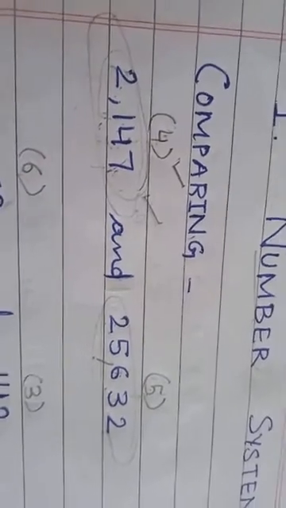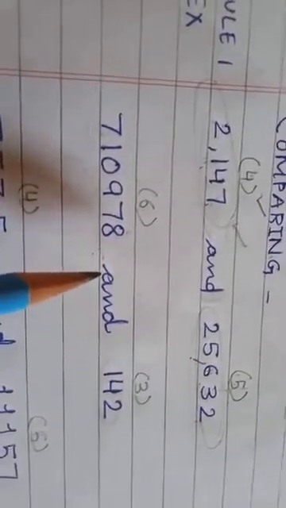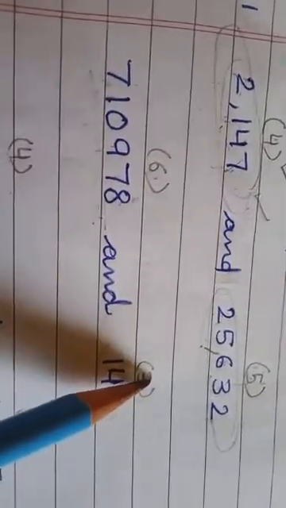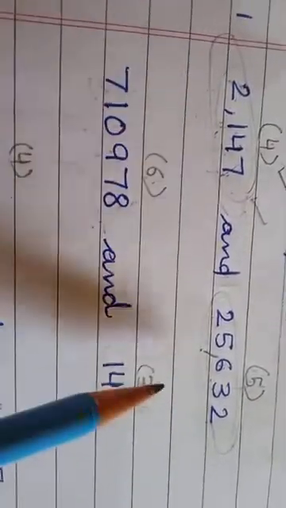Okay, that's the key. Now, same, I have taken 2 examples. You can see here. What is rule number 1? Compare the number of digits. So 1, 2, 3, 4, 5, 6. Here 6, 1, 4, 2. That is 1, 2, 3. So here 3. So compare 6 with 3.